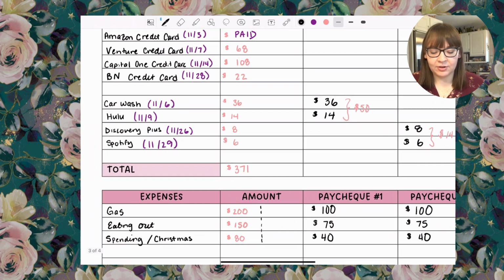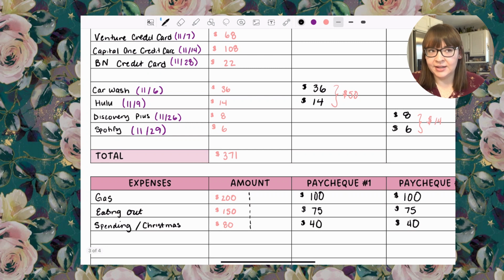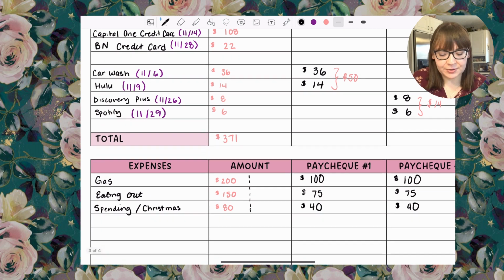And then after the credit cards, these are monthly expenses as well in terms of my memberships and everything. So I have my car wash membership, streaming, Spotify, all those things. I also include the dates that I typically get the bill in the mail or they take money out of my account, so that I just kind of know. And so then I know which paycheck, again, it belongs to.